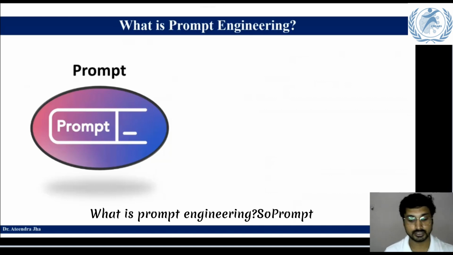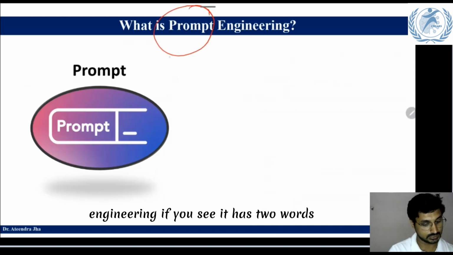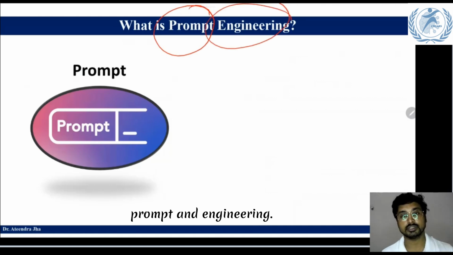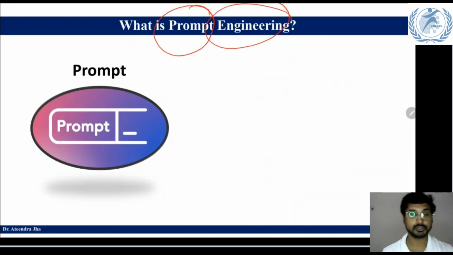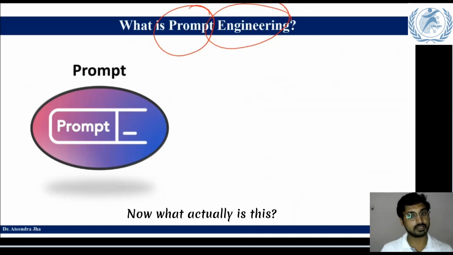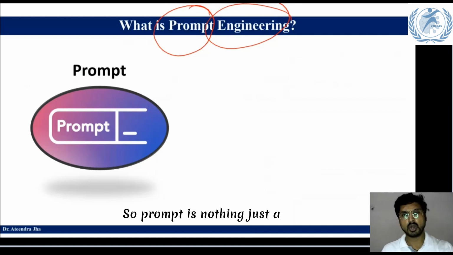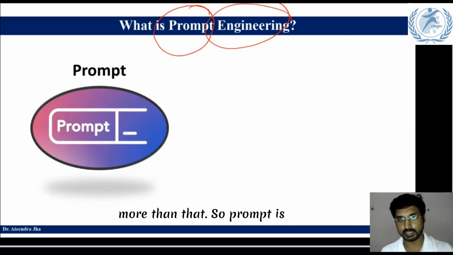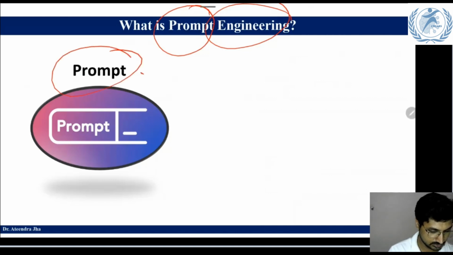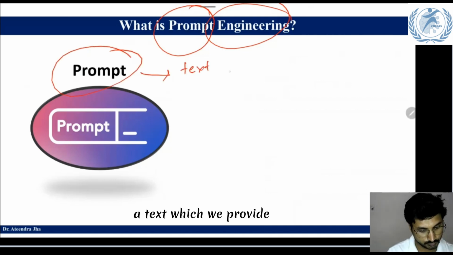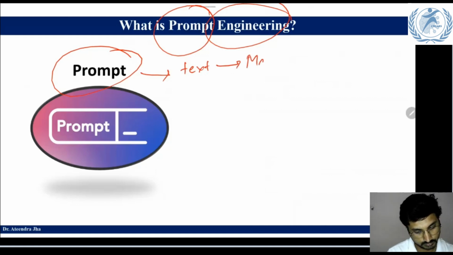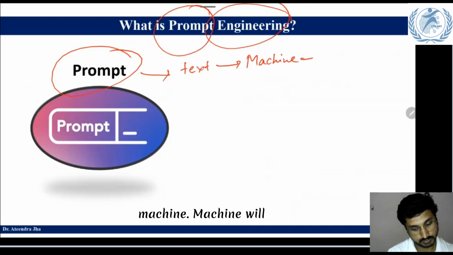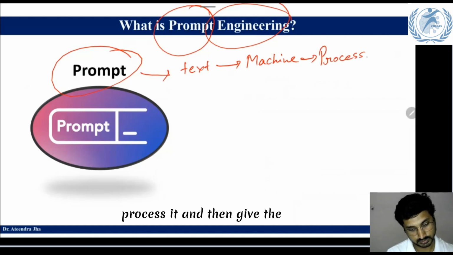What is prompt engineering? So prompt engineering, if you see, it has two words, prompt and engineering. So first starting with the prompt. Now what actually is this? So prompt is nothing, just a statement or text. It's nothing more than that. So prompt is a text which we provide to a machine. The machine will process it and then give the response.